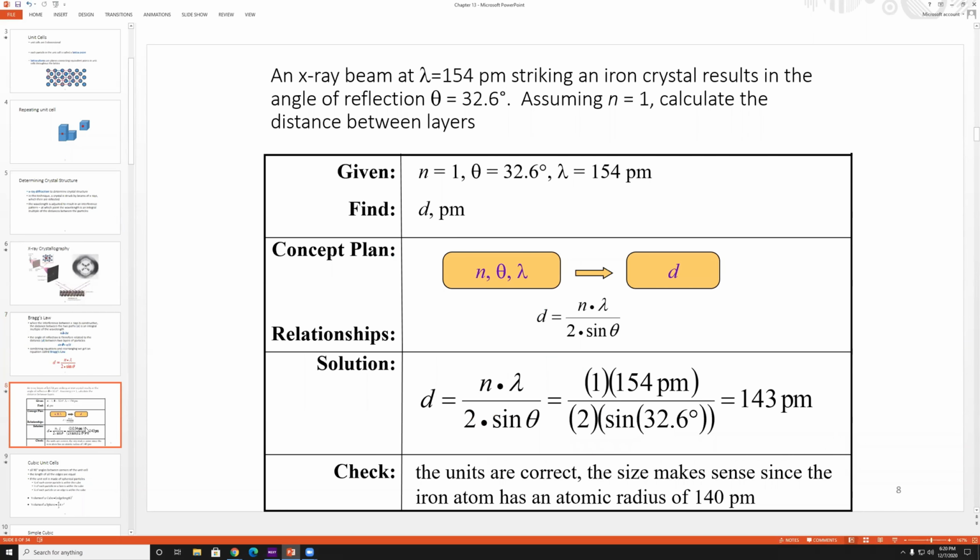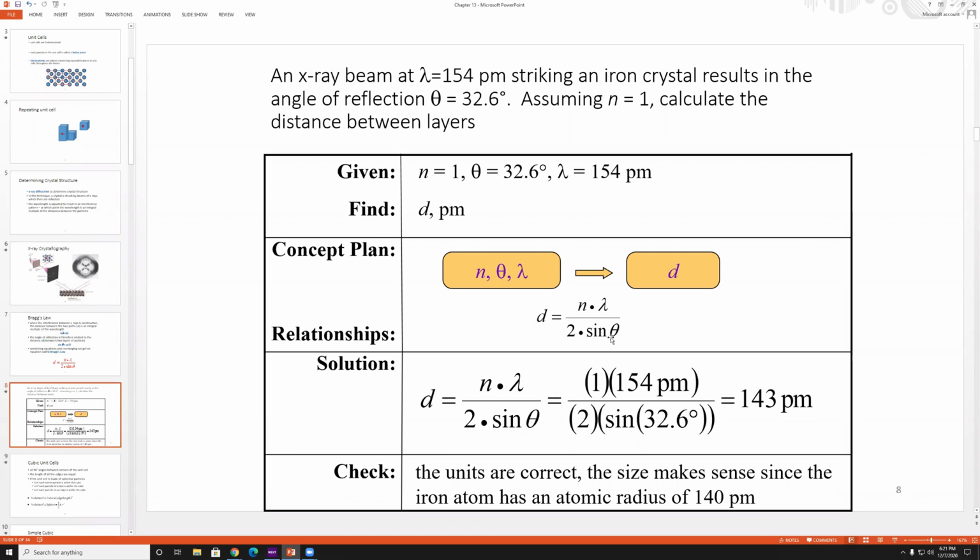So if we were to solve a question involving Bragg's law, here's what one would be. An X-ray beam with a wavelength of 154 picometers. That's picometers, so this is a very small wavelength, very high frequency. It's going to be a very intense radiation, and it makes sense, it's an X-ray. Your picometers would be 154 times 10 to the negative 12. It is striking an iron crystal, resulting in an angular reflection of 32.6. Assuming n equals 1, calculate the distance between the layers.